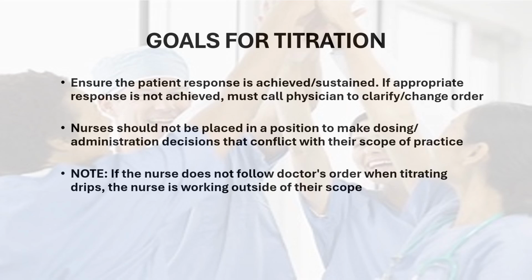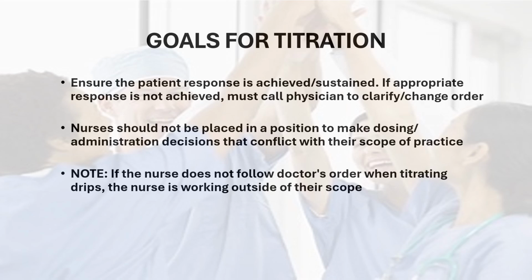Some important things to keep in mind when attempting to reach our goal for titration is if we've maxed out on a medication and we have not achieved the goal, then we must contact the physician immediately to get an alternate medication. It is important that we communicate with our physician because we don't want to be working outside of our scope of practice.